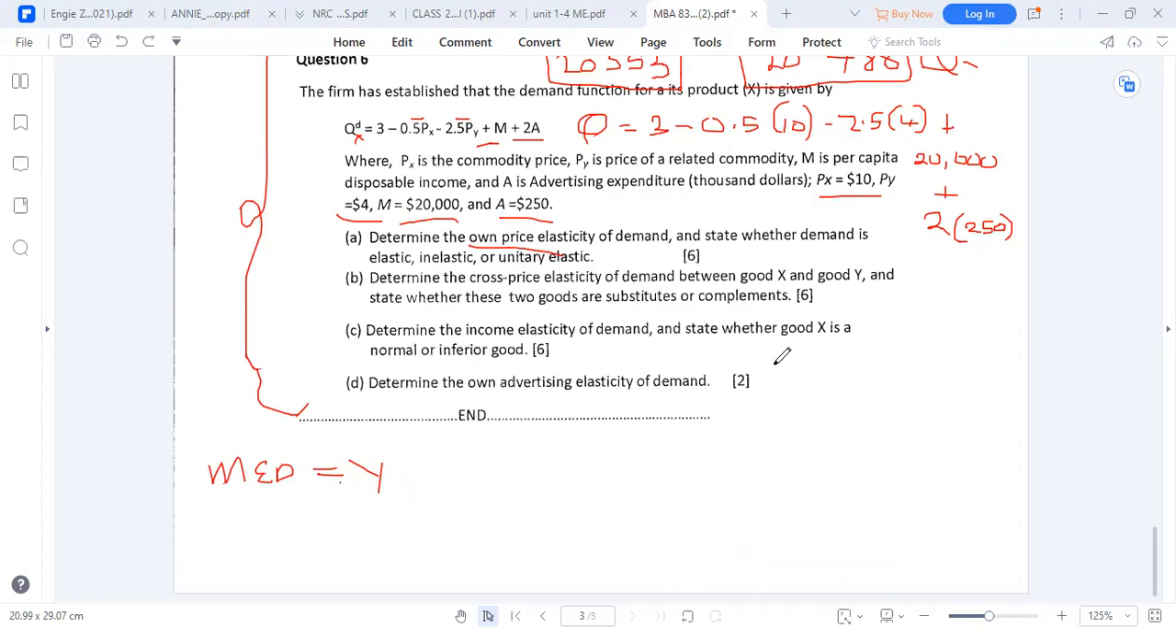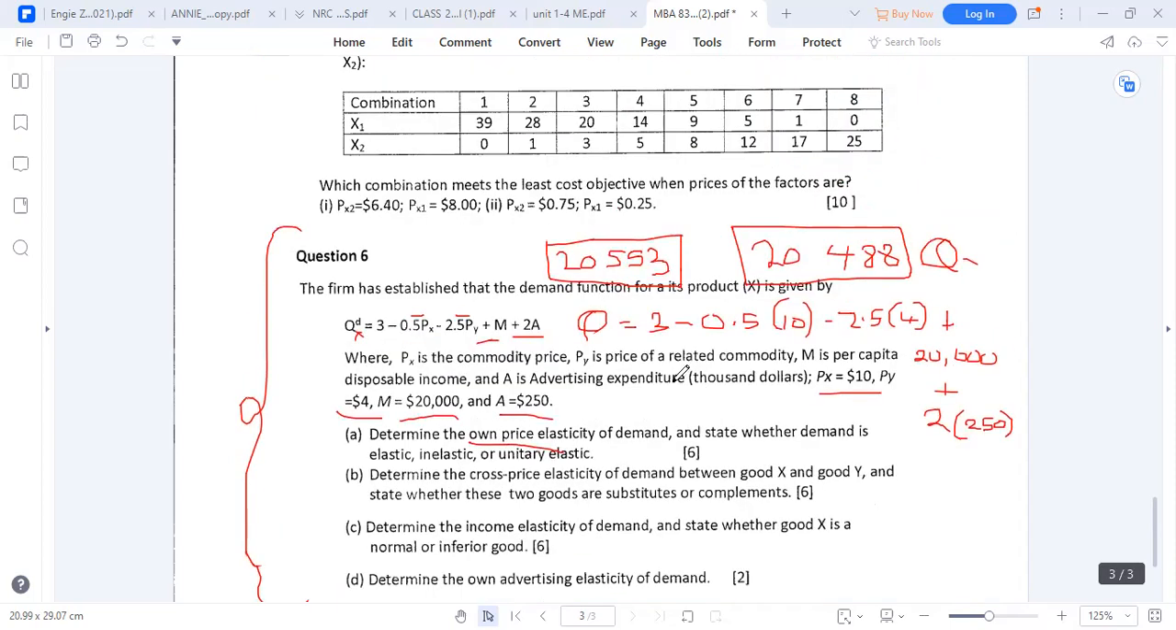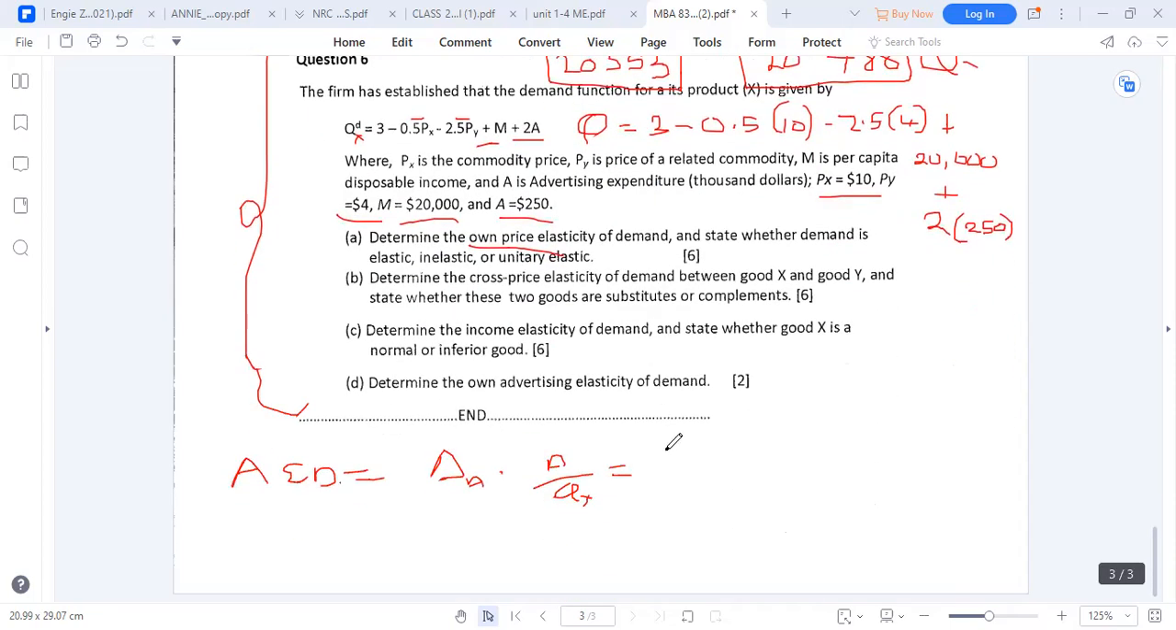And lastly, we go to advertising. Advertising elasticity of demand measures the strength of our advertising budget. If it's more than 1, our advertising budget is very strong. So here's a gradient for advertising times actual advertising over the quantity of X. What is the gradient for advertising in this case? 2, excellent. And the actual advertising? 250 over our sales value. So this will give us 500 divided by 20,488.